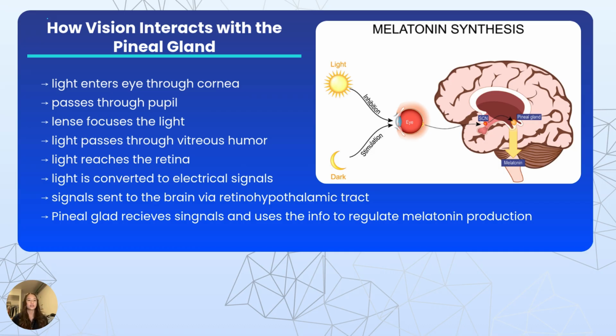How vision interacts with the pineal gland. So, first, light enters the eye through the cornea, then it passes through the pupil. The lens focuses the light. Light passes through the vitreous humor, light reaches the retina, and then that light is converted to electrical signals. Those signals are then sent to the brain via the retinohypothalamic tract. And then the pineal gland receives those signals and uses that information to regulate melatonin production.